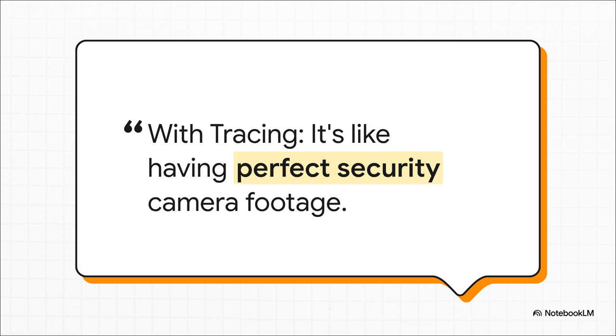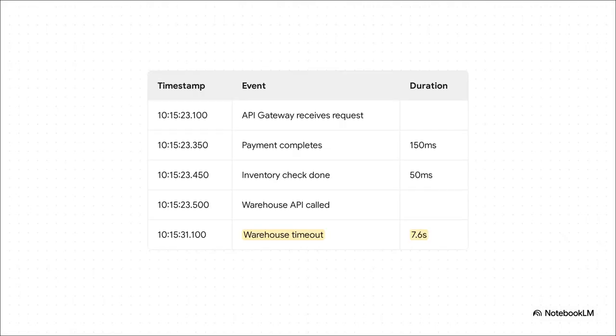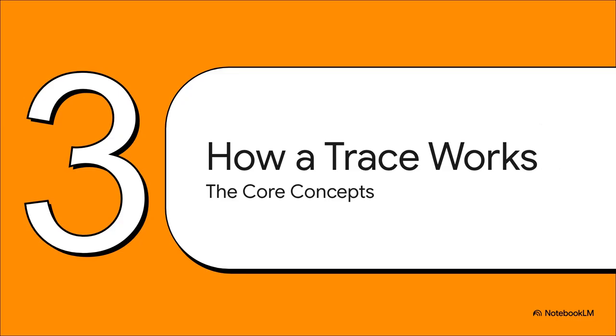But then you bring in tracing, and everything changes. Suddenly, it's like you have perfect, crystal clear security camera footage of the entire event, from the very beginning to the very end. And this table? This is that security footage. Every single step is recorded with a precise timestamp and exactly how long it took. There's no guessing anymore. You can see the culprit, plain as day. The warehouse API call, taking a whopping 7.6 seconds. Case closed.